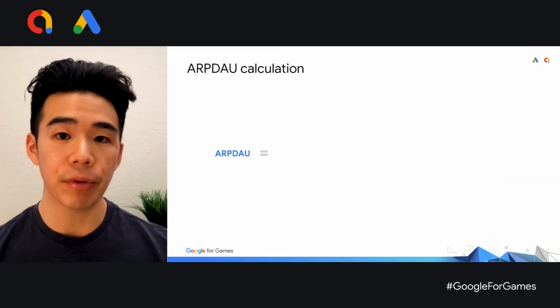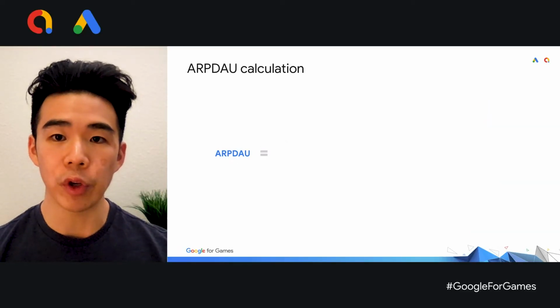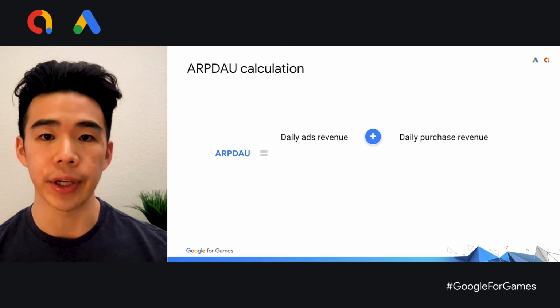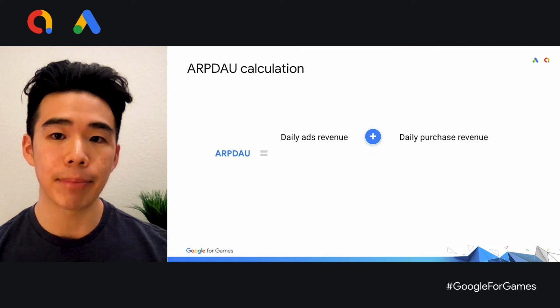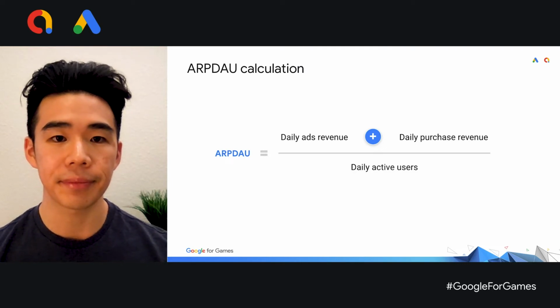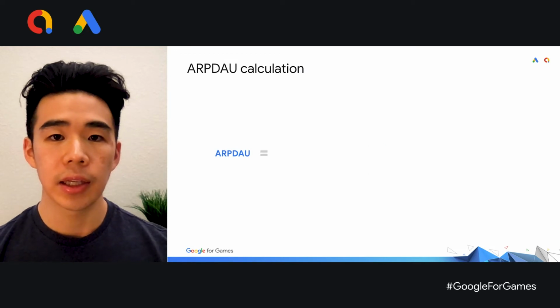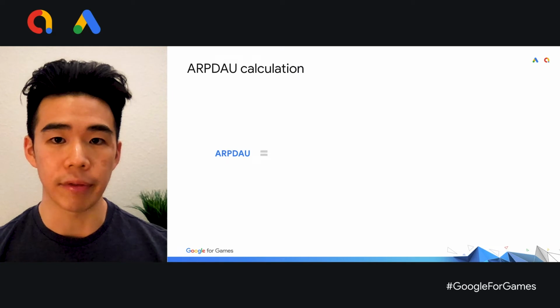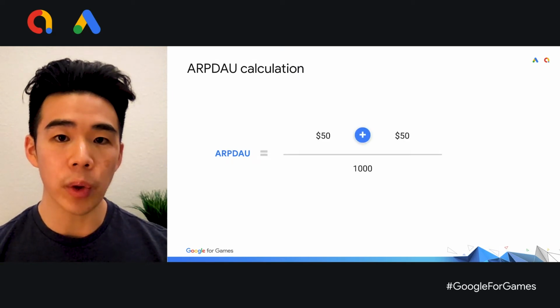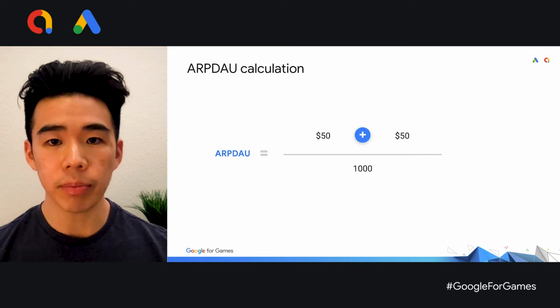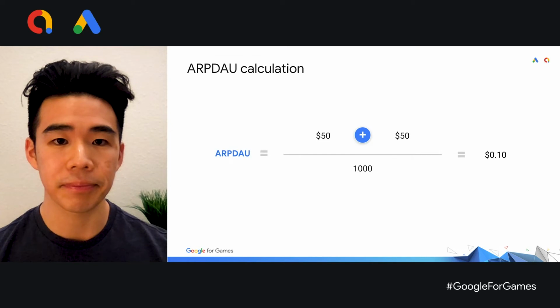To find the ARPDAU for your app, add up the total revenue earned from both ads and in-app purchases in a 24-hour period, and divide that by the total number of active users you saw during that time. To give you an example, if yesterday you made $50 in ads revenue and $50 in purchases, and you also had 1,000 users playing your game, then your ARPDAU would be 10 cents.